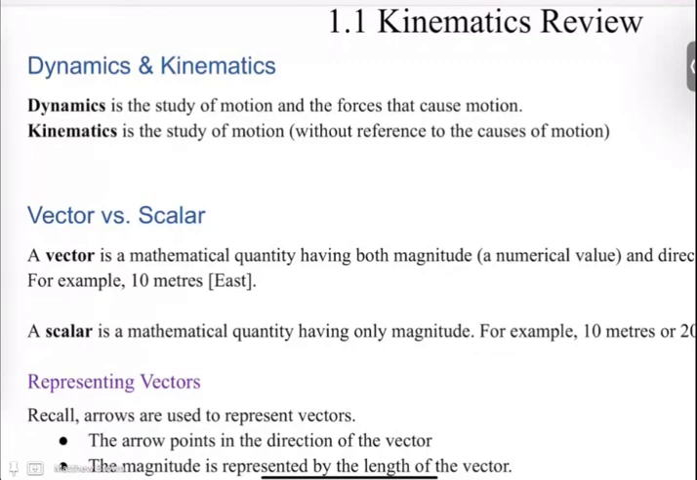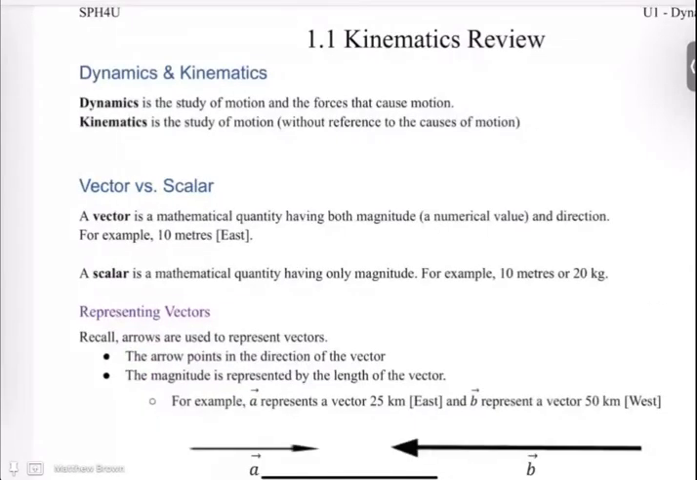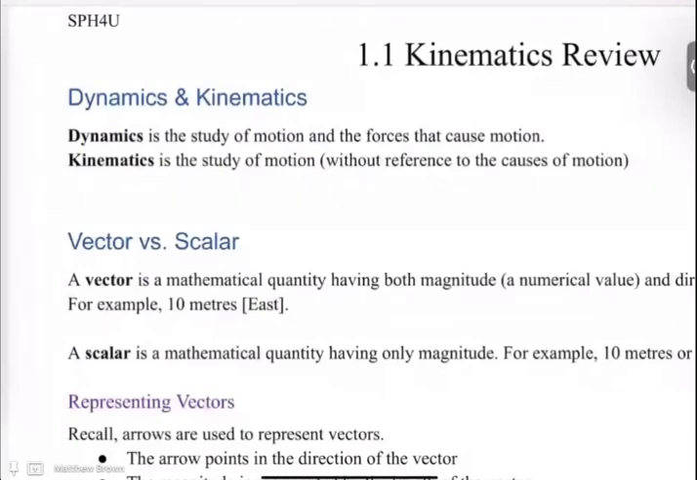So a little review of kinematics, and then into forces. This unit we're doing is dynamics, which, as you can see there, is the study of motion and the forces that cause motion. Last year, you sort of separated the two out. You looked first at just kinematics, which is the study of motion without reference to the causes of motion. So that's mainly what we're doing right now, a review of that.